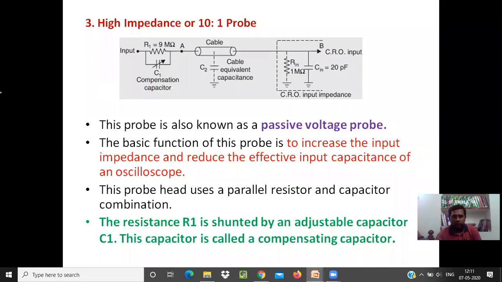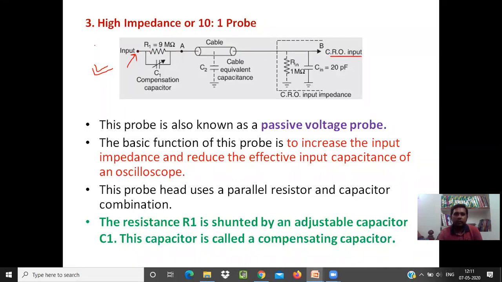Just observe this circuit construction here. This is the circuit of the probe. Here we apply the input, wherever you want to take the output from your circuit. This point is connected to the circuit, so that the voltage or amplitude of that particular point is transmitted through this cable and then connected to the CRO input.